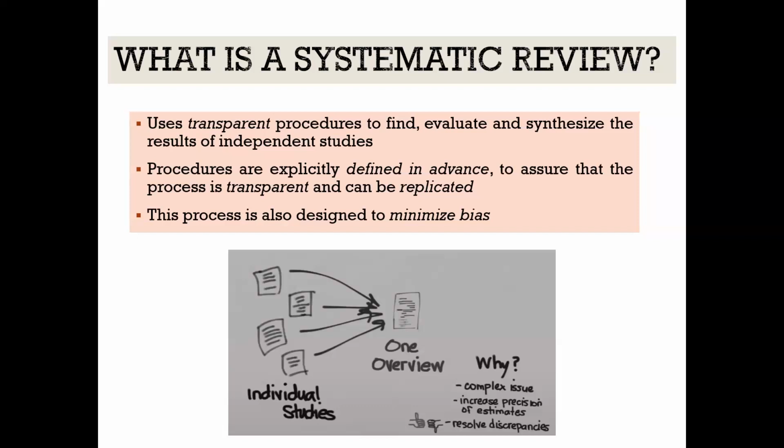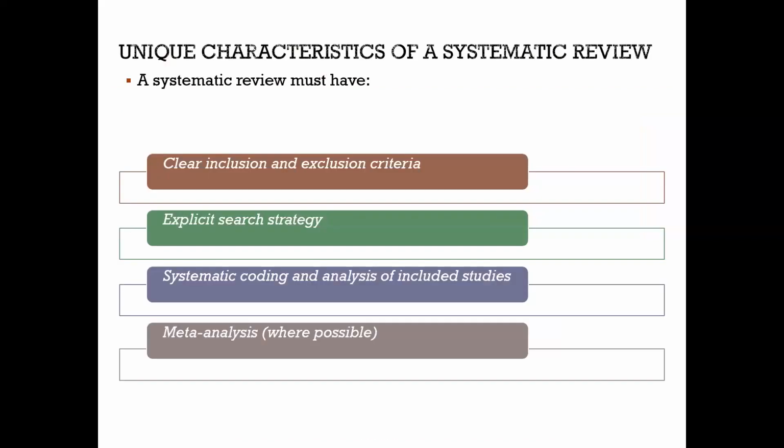The procedures are explicitly defined in advance to ensure that the process is transparent and can be replicated. This process is also designed to minimize bias, so there will be no bias in a systematic review. Now, the unique characteristics of systematic reviews. The inclusion and exclusion criteria should be very clear. What kind of studies are you going to take? RCTs, observational studies, or cohort studies? You should be clear about the inclusion and exclusion criteria.